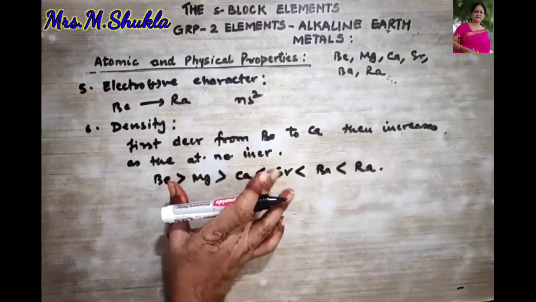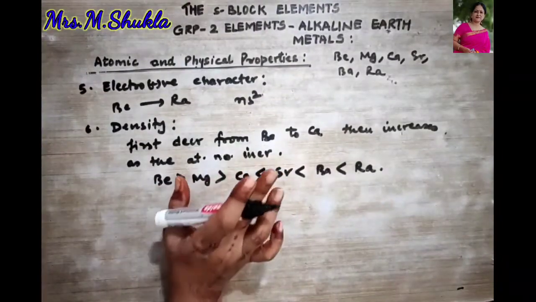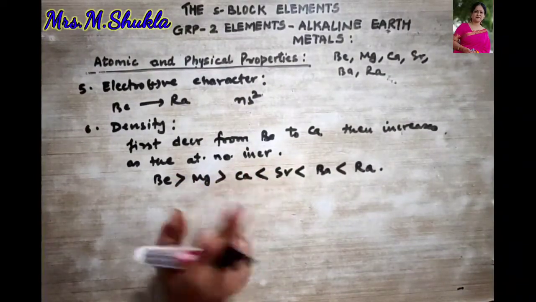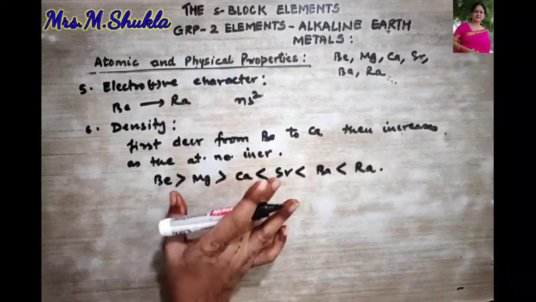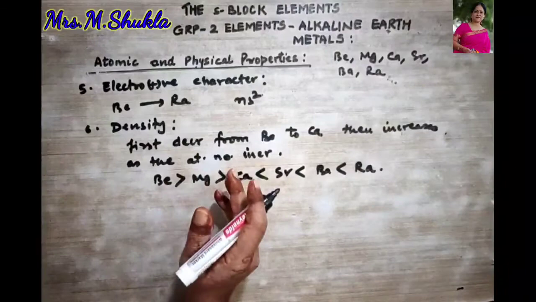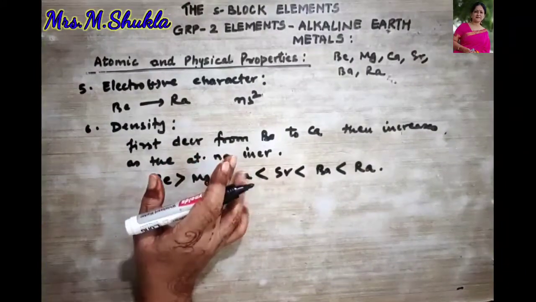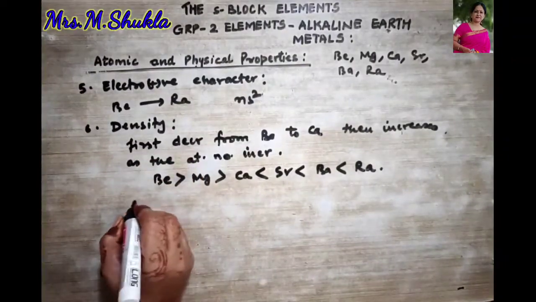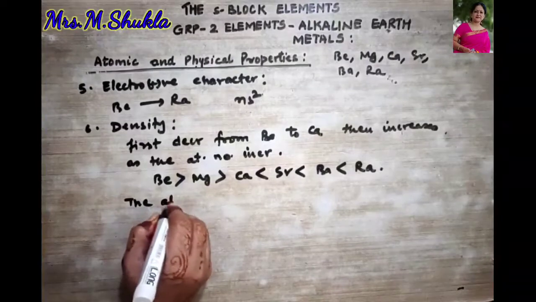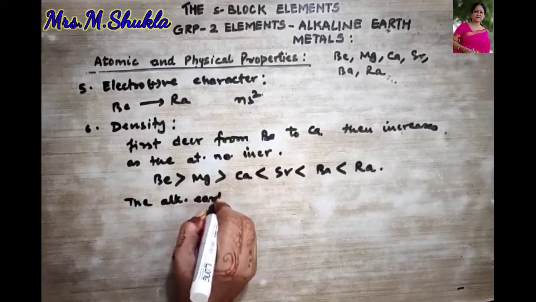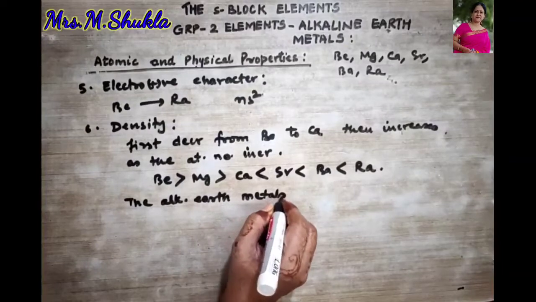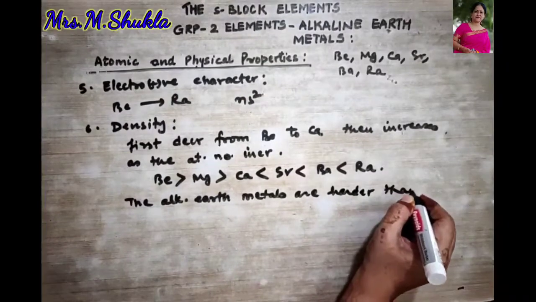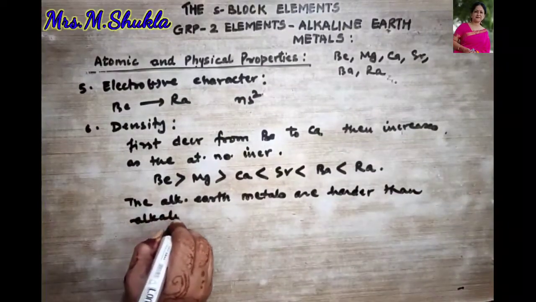So this point is clear. The alkaline earth metals are harder than the alkali metals, always remember, and therefore the density of the alkaline earth metals is always higher than that of the alkali metals, right? The hardness is also because of the strong metallic bond between the atoms of the alkaline earth metals, right? So I'll write over here, the alkaline earth metals are harder than alkali metals.